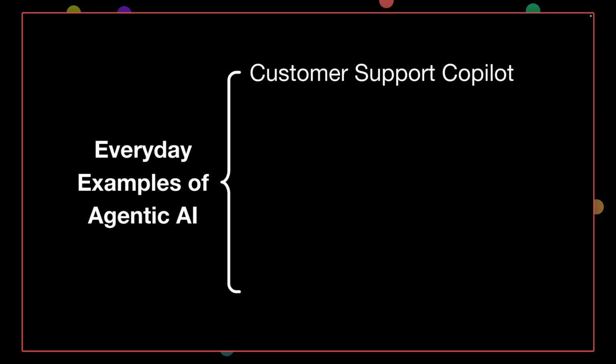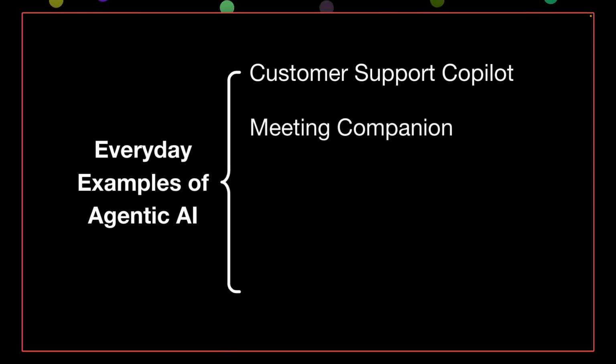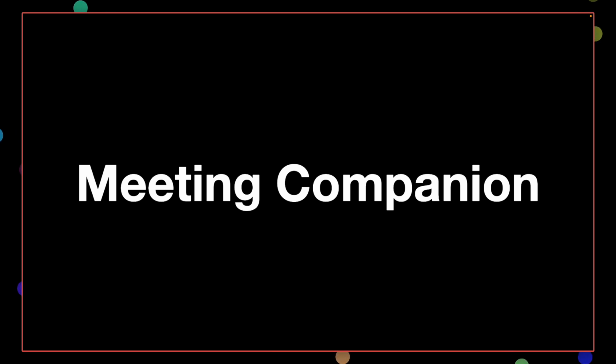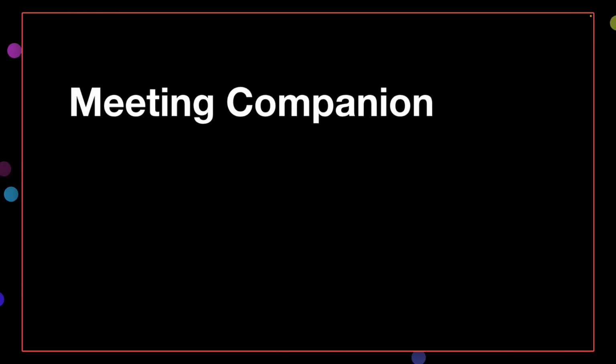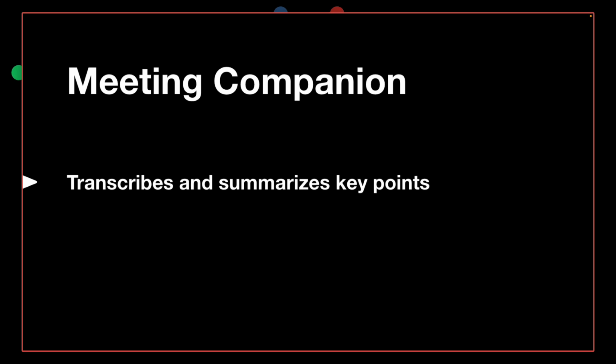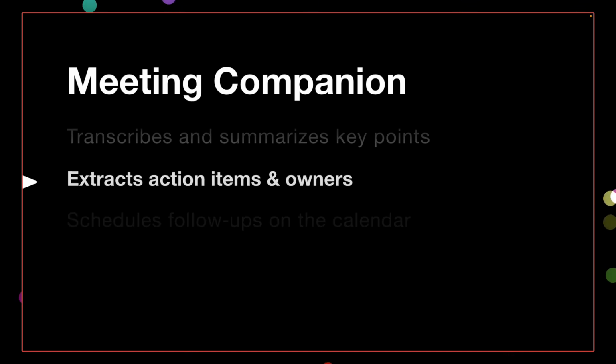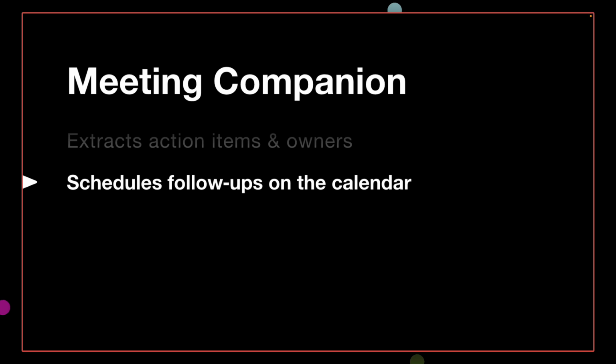Another example that I can share is the meeting companion. Think of this agent. It can transcribe your meetings, summarize the discussion, extract the action items, assign the owners, and even schedule the follow-up meetings automatically directly on your calendar. And that's the power of an agentic AI system if we consider it for a meeting companion.